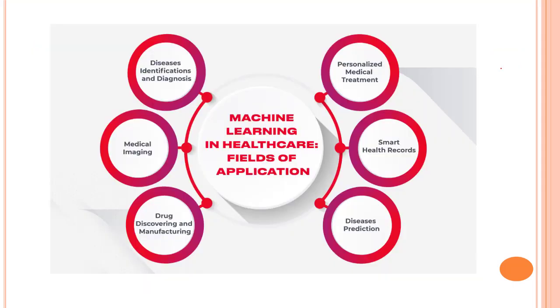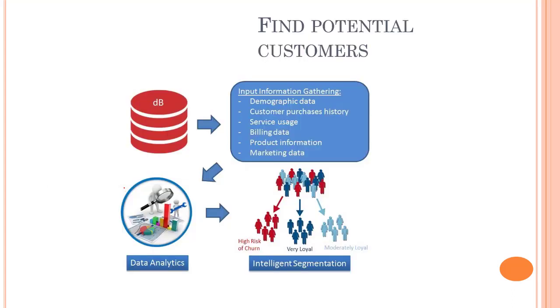So these are some of the applications of machine learning in the healthcare sector. We have medical treatment, health records, disease prediction. You can predict if someone is actually having cancer or not from their EMR photos and all of these. So these all are possible. Drug discovery and manufacturing, medical imaging, disease identification, all of these are possible just by machine learning. Now, these were only some of the applications.